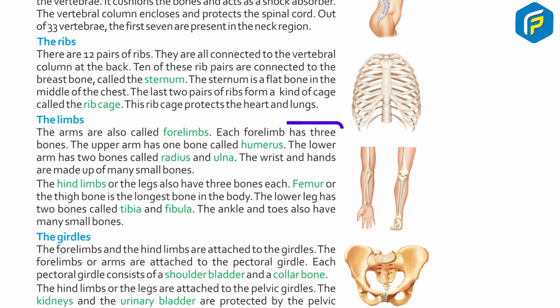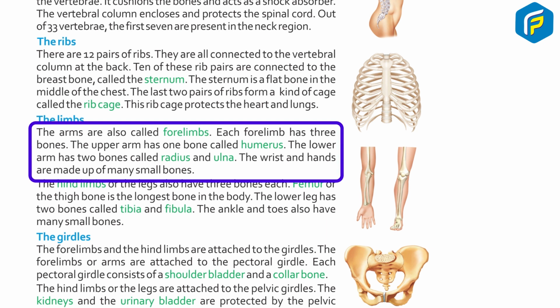The limbs. The arms are also called forelimbs. Each forelimb has 3 bones. The upper arm has 1 bone called the humerus. The lower arm has 2 bones called the radius and ulna. The wrist and hands are made up of many small bones.